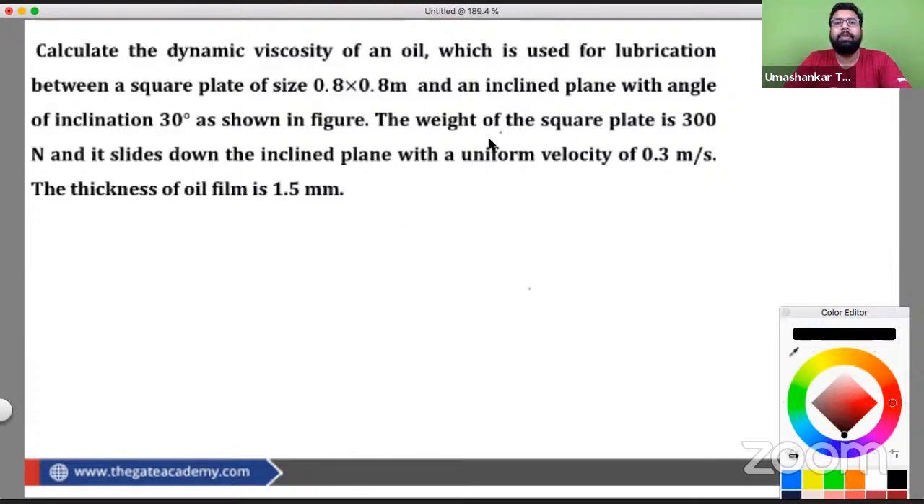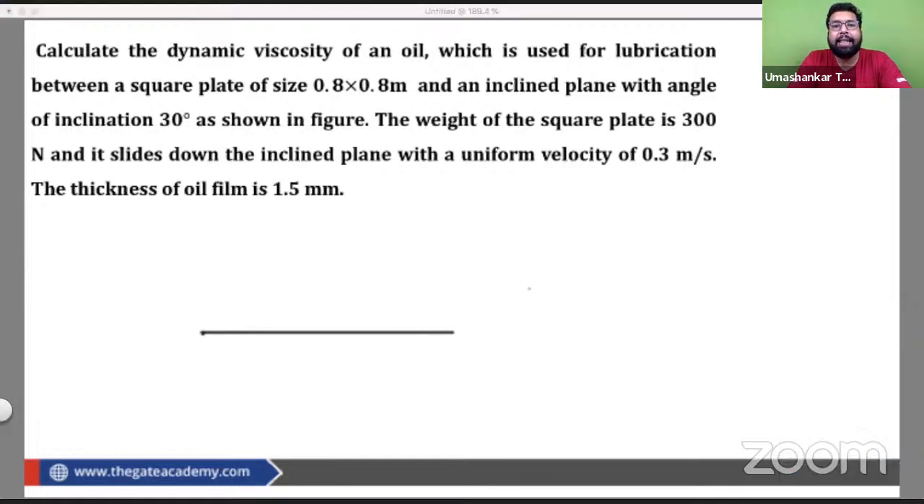Calculate the dynamic viscosity of an oil which is used for lubrication between a square plate of size 0.8 by 0.8 and an inclined plane with an angle of inclination of 30 degrees. The weight of the square plate is 300 newton, and it slides down the inclined plane with a uniform velocity of 0.3 meter per second. The thickness of the oil film is 1.5 mm. I'm not going to make the figure; you conceptualize the figure and try to solve it. Please go for it, beta.